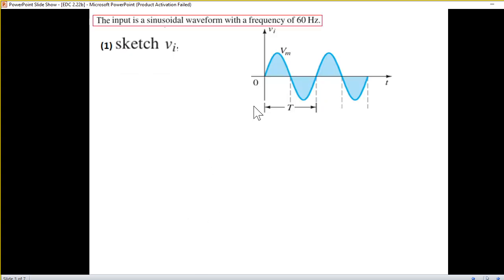First of all, VI. Since the signal is sinusoidal and 60 Hz, let's first find out what 60 Hz means. From 60 Hz, we can find the time period. Time period is 1 over frequency, that is 1 over 60, that is 16.66 milliseconds. This is the time period. The other point, we have to find V maximum for this signal.